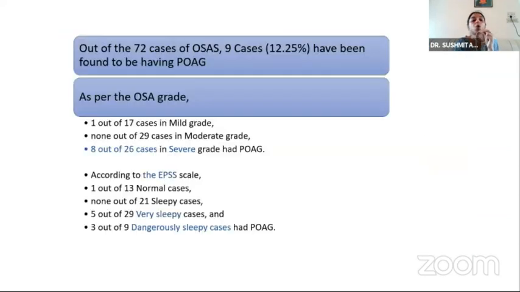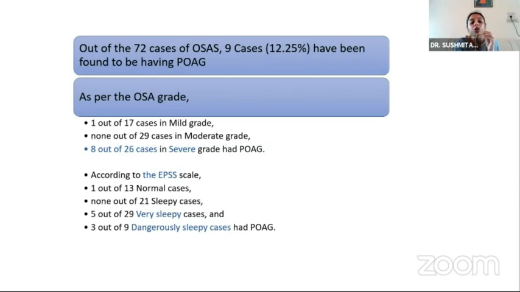So what are the results? Out of all the 72 cases of OSA, 9 cases were found to have POAG, which comes to a whopping 12.25%, whereas in the normal population, the incidence is only 2%. As per the OSA grade, 8 out of our 26 cases fell in the severe grade of OSA.